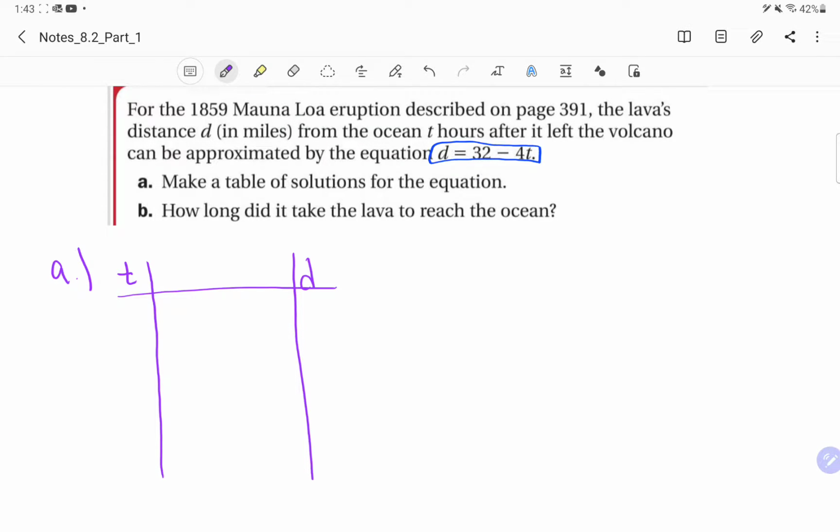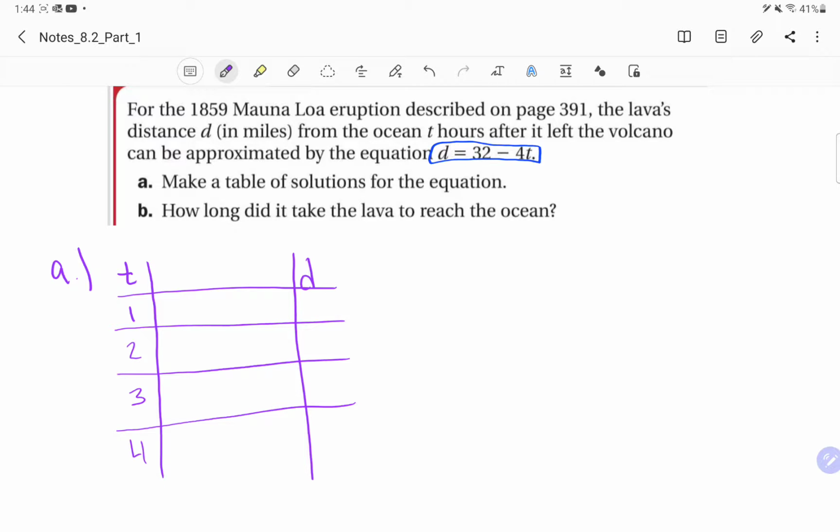So I'm going to pick some times that I'm going to use to determine how far it is. Because the time, how much time has passed, we can look at any time period, a time frame, to see how far the lava is away. So we kind of get to pick the times. So I'm going to pick these ones. 1, 2, 3, and 4.